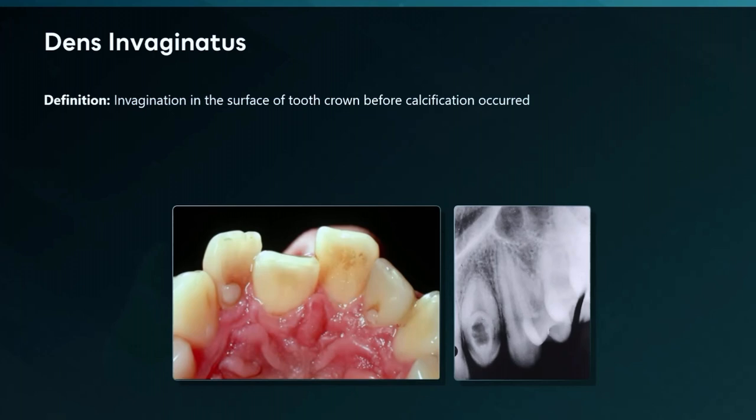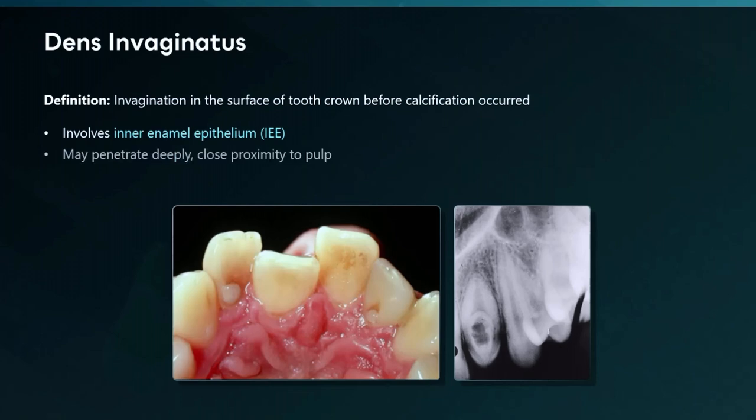Dens invaginatus is also known as dens indentae, and this is a developmental anomaly that occurs during tooth formation. It arises when the inner enamel epithelium, which plays a crucial role in tooth development, folds or invaginates inward into the dental papilla before calcification occurs. Take a look at the clinical photo of the right lateral incisor. Notice how the enamel folds in on itself, creating an atypical presentation here. So this invagination can vary in depth, and in severe cases, it may extend into the pulp.